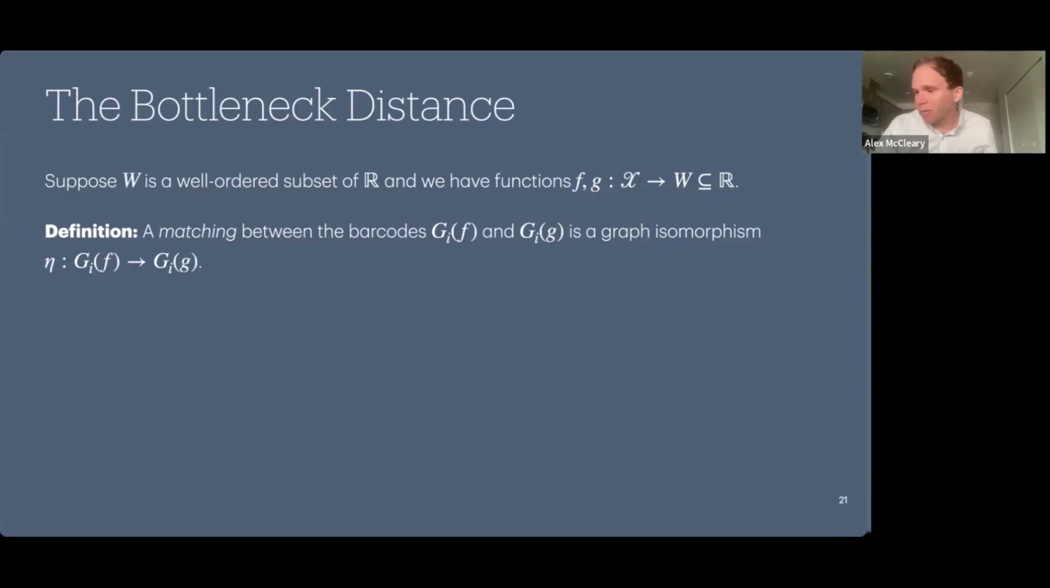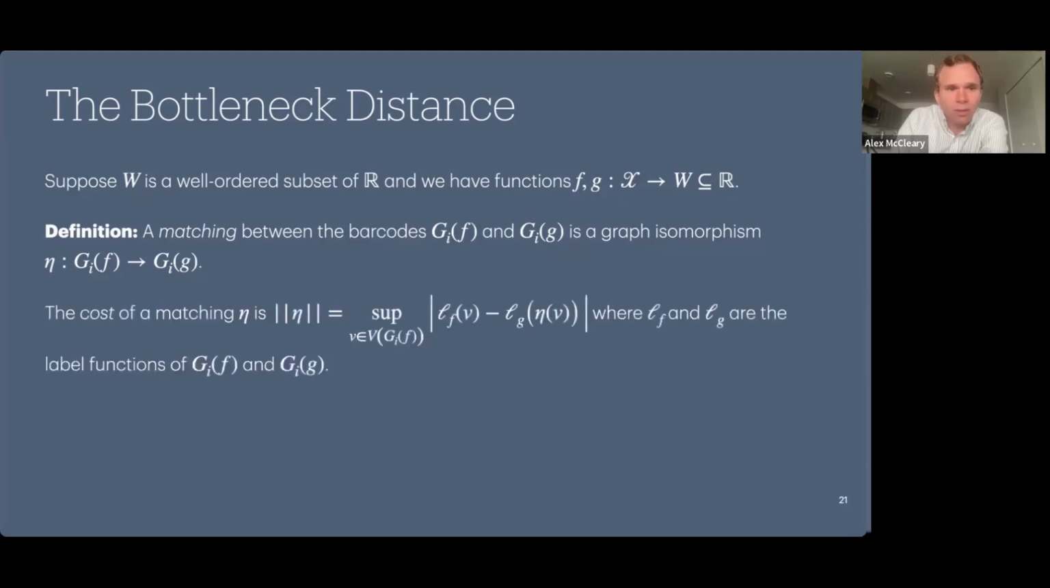Because we're working with two functions defined on the same space X, we can get away with requiring matchings to be one-to-one. We don't need to worry about matching things to the diagonal here, just because we're working with functions on the same set X. So we can define a matching as a graph isomorphism between the two barcodes. The cost of a matching is then, in our barcodes, we have labels on all the vertices that tell us where they occur inside the real line.